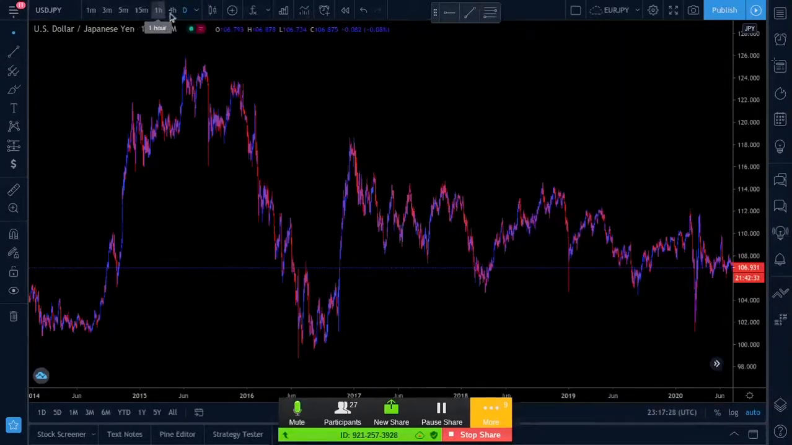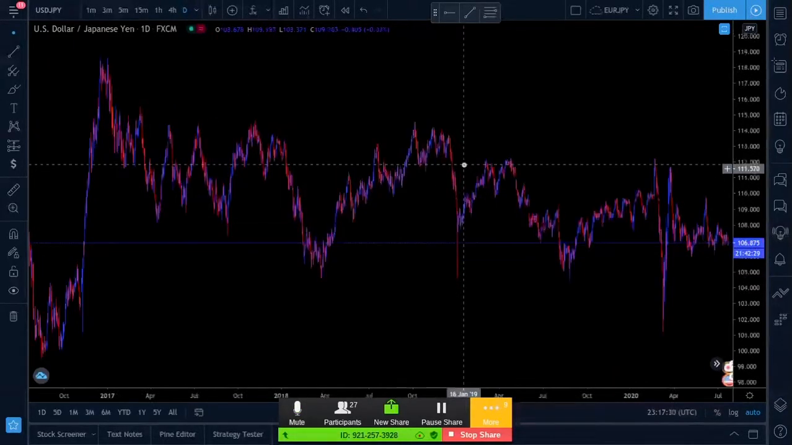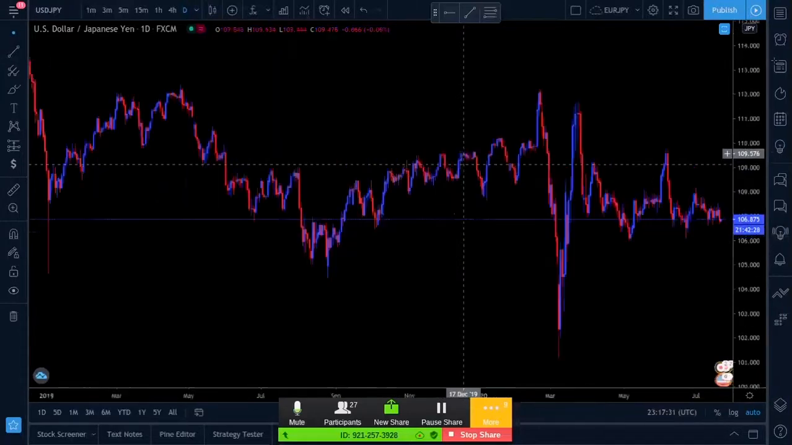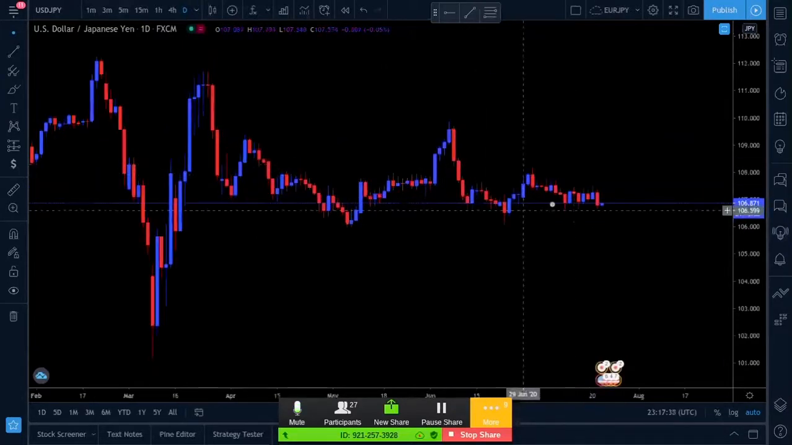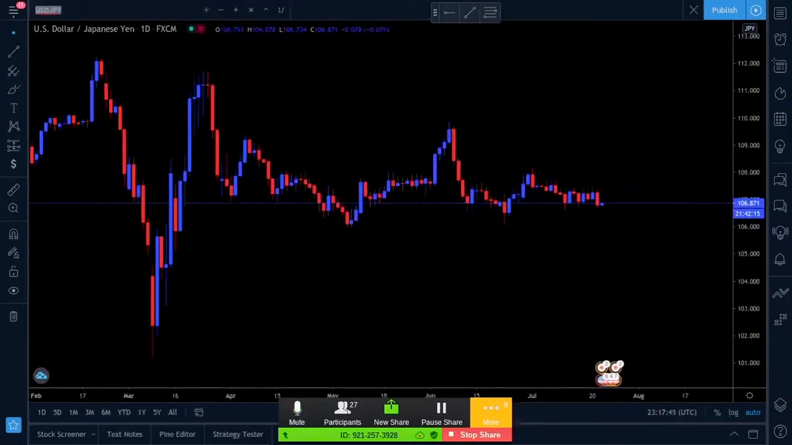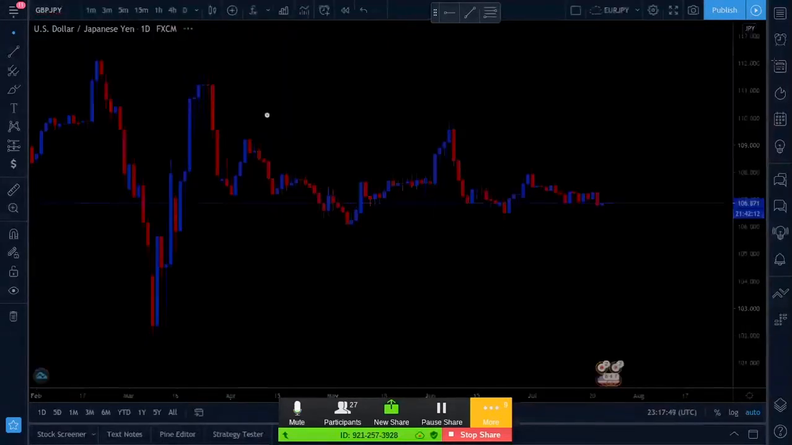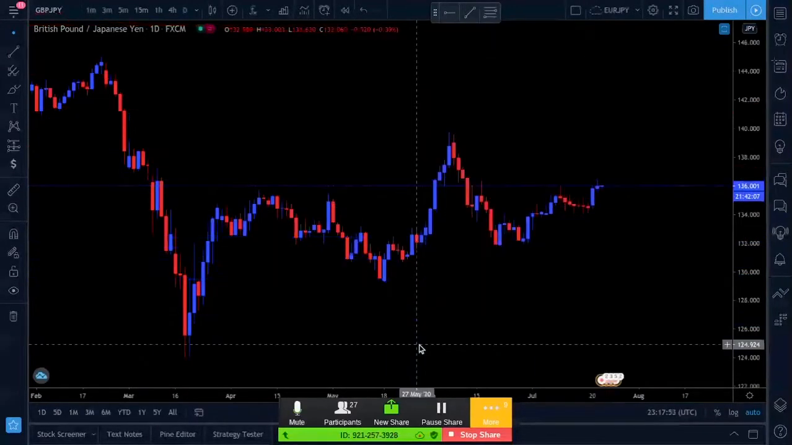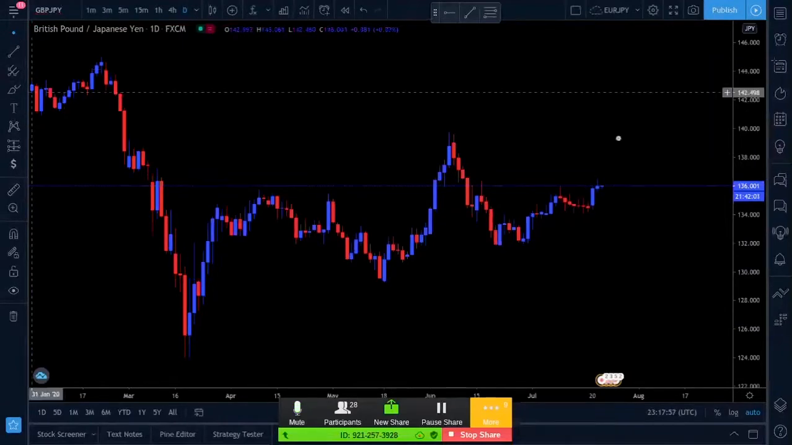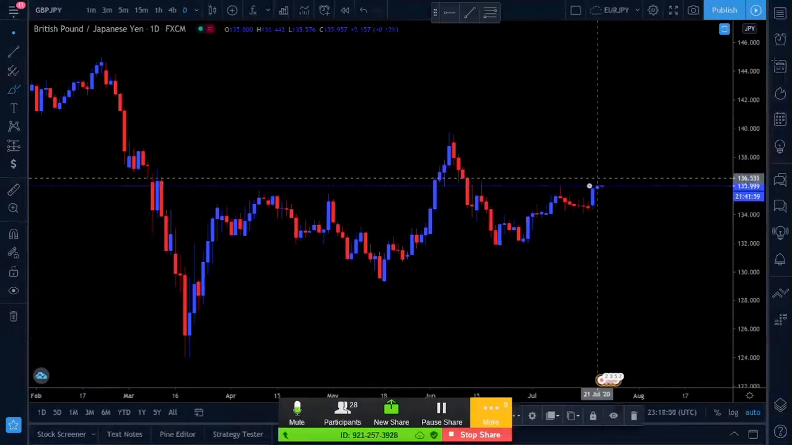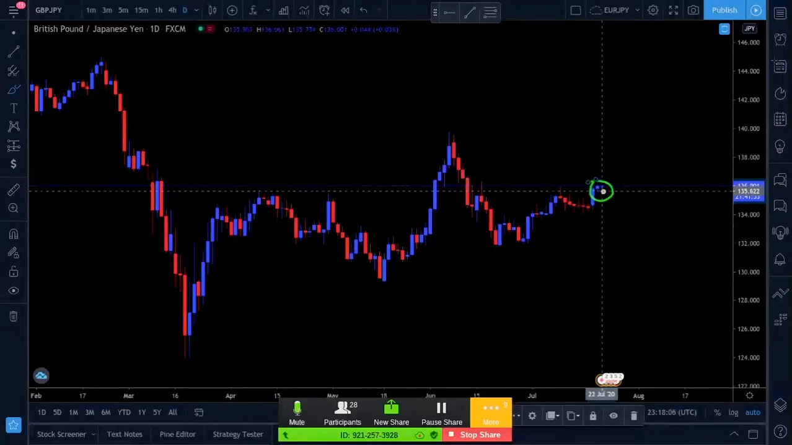So I'll start at the day time frame, guys. I'll get to your questions a little bit if you have any. So price, as we can see on USD JPY. Matter of fact, let's go for a different pair. GBP JPY. So we can see where price is currently at. This is a day time frame, so each candle goes by the day.